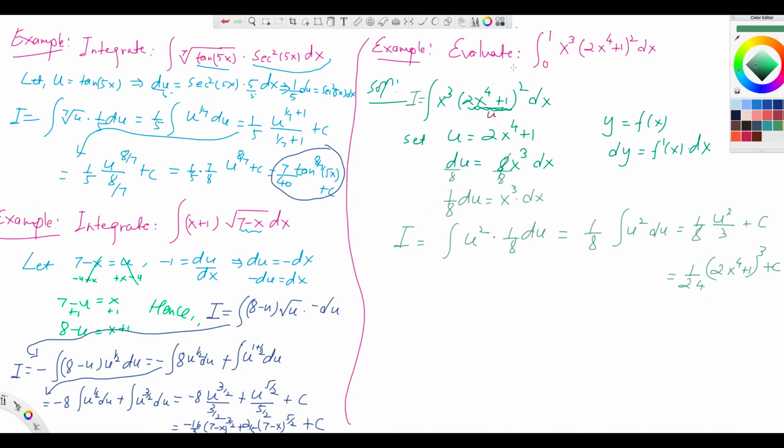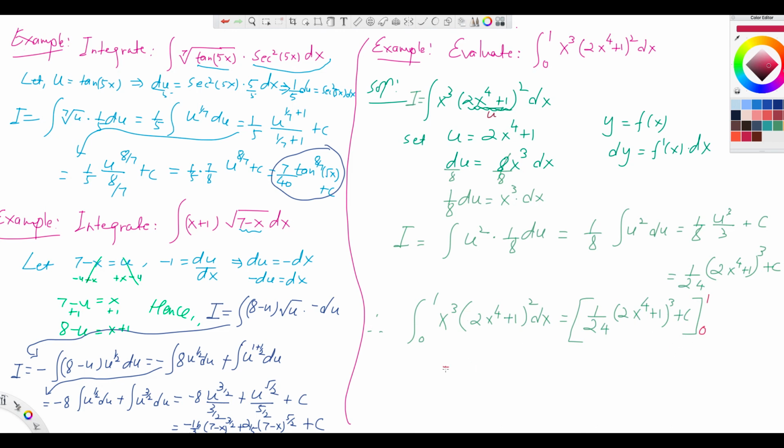Now, we need to find it for 0 and 1, right? Therefore, the integral from 0 to 1 of x cubed times (2x to the 4 plus 1) to the square dx equals, basically what we write is 1 over 24 times (2x to the 4 plus 1) to the cubed plus c, and then there is that limit of integration, right? What is the limit of integration? You plug in 1 and then do minus, and then you plug in 0. That's what you do, right?